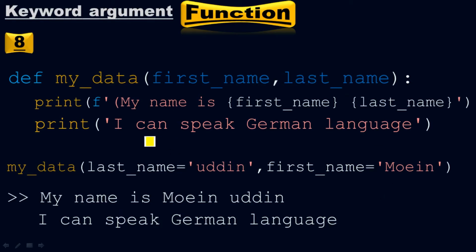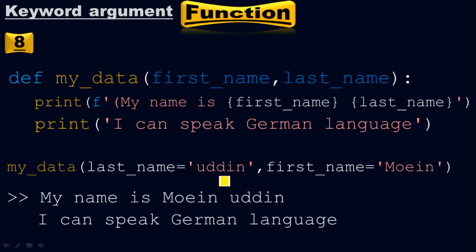But we have changed the order. For the first name, we put last name. For the last name, we put first name. We got the proper output. We got first name first and the last name at the second place. So rather than getting Udin Moein, we got Moinuddin. So we can say that order doesn't matter in the keyword argument.